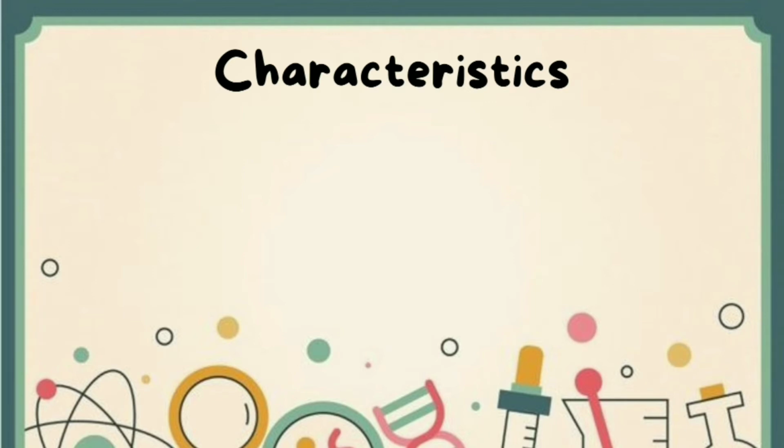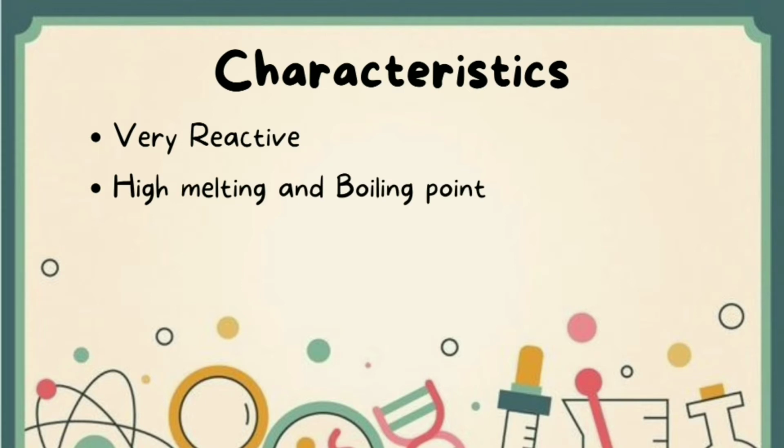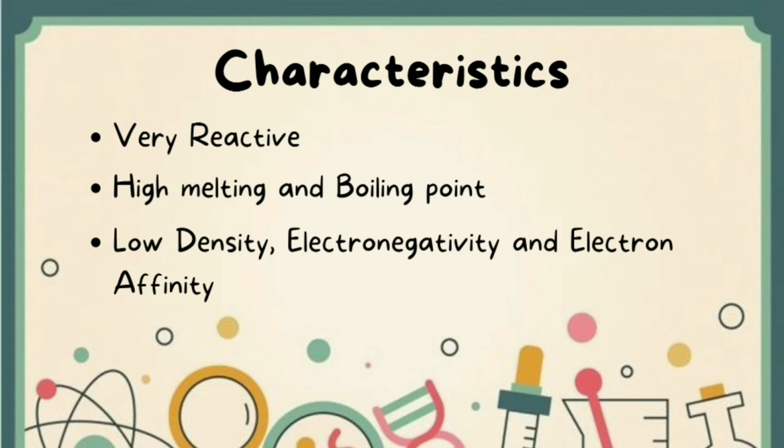Alkaline earth metals are very reactive due to their two valence electrons, or two electrons in their outer shell. They also have high melting and boiling points. They are also low in density, electronegativity, and electron affinity. Both alkali metals and alkaline earth metals have the largest atomic radii, or atomic size.